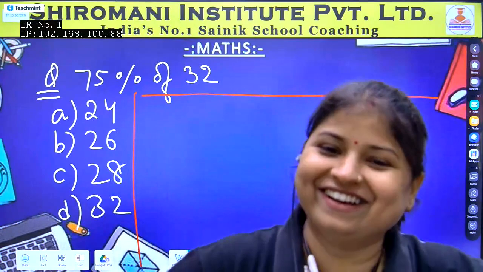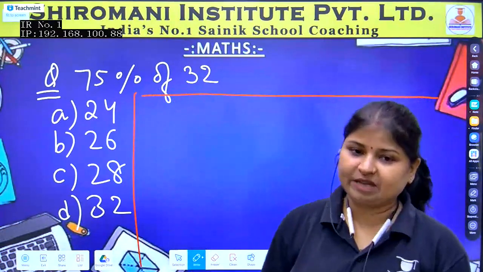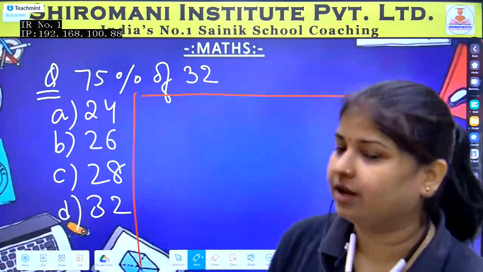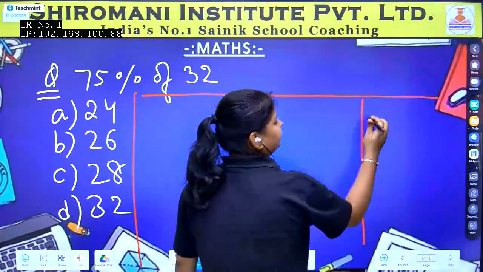Got it? Okay, see. 75% of 32 is being asked, right? So I'll tell you two short tricks for this. The first short trick is the easiest one.